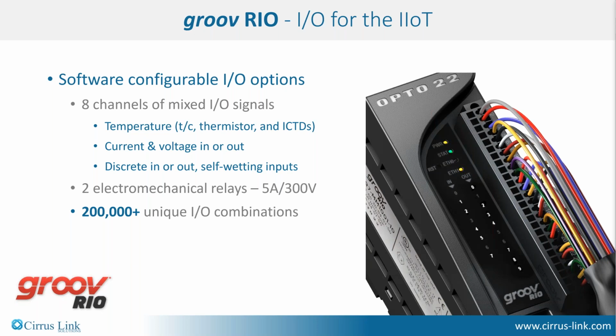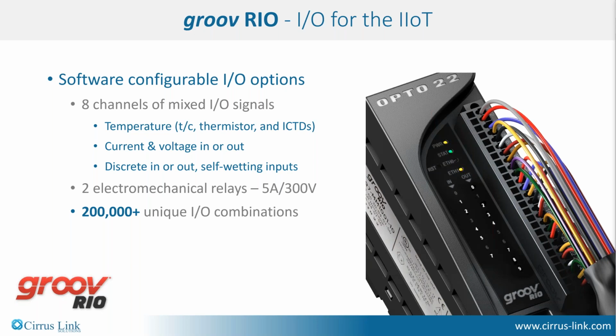We've also got discrete inputs and outputs, and some of the channels have high-speed counting, for example, frequency and things like that. We've also got self-wetting inputs for dry contact, and we can support up to 7 channels of dry switch contact, and that power for the dry switch contact, the self-wetting, comes from the PoE. So it makes for a really clean installation. We've also got 2 electromechanical relays there that can switch up to 5 amps at 300 volts. So great for really switching some pretty heavy loads there straight out of the Rio.